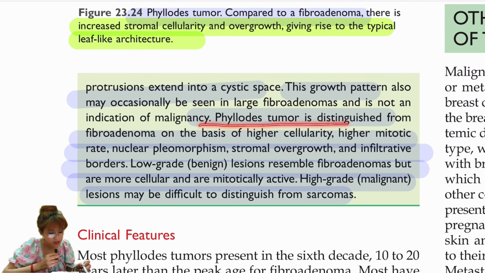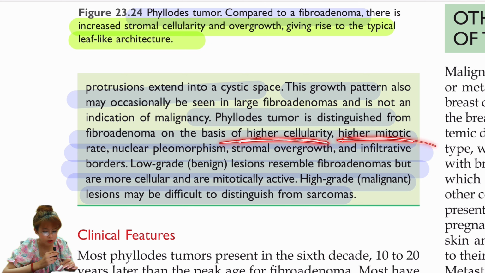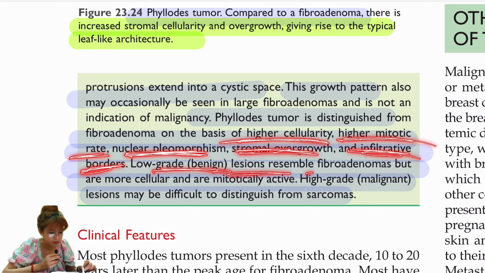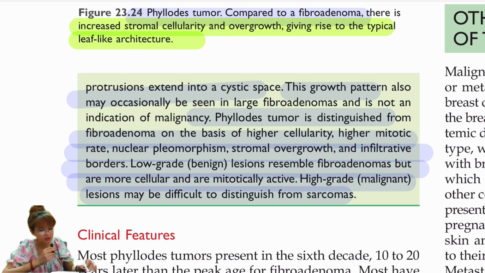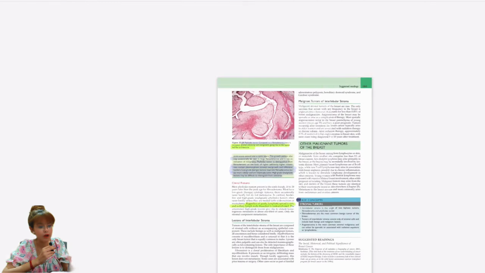The phyllodes tumor is distinguished from fibroadenoma on the basis of higher cellularity, higher mitotic rate, nuclear pleomorphism, stromal overgrowth, and infiltrative borders. The low-grade benign lesions resemble fibroadenoma but are more cellular and mitotically active. So this is the point that you must remember, how it differs from fibroadenoma.